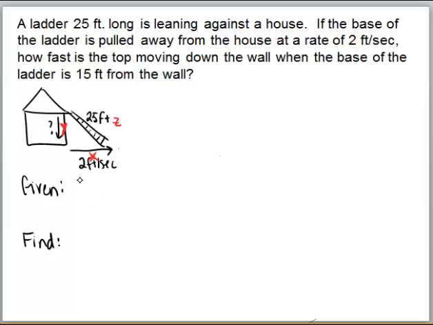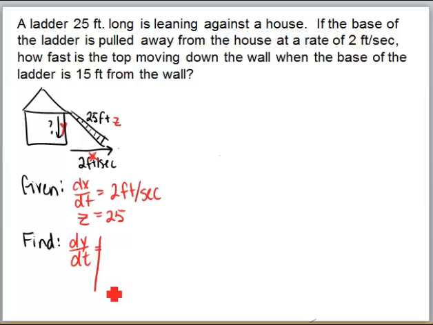So I am going to be given that dx over dt is equal to 2 foot per second. The change in my x with respect to time is 2 foot per second. I am also given that z equals 25. I am supposed to find the rate at which dy is changing when the base is down here, so that's x, when x is 15.